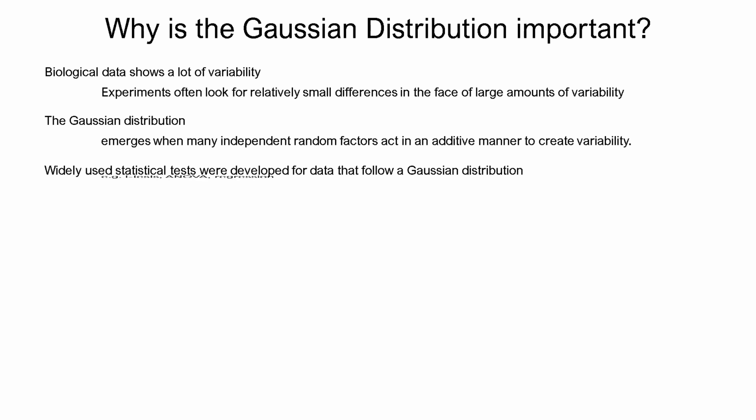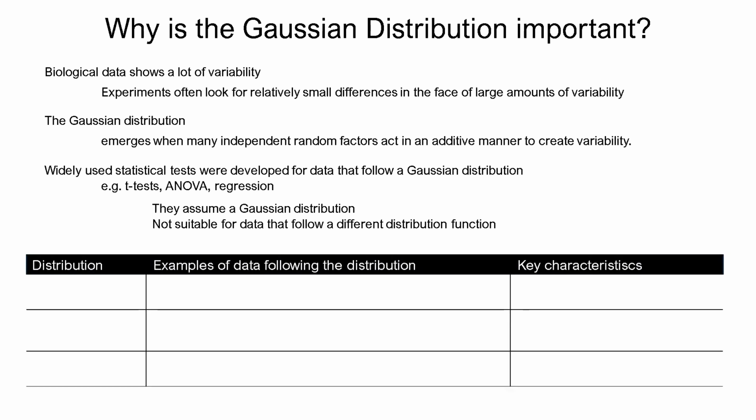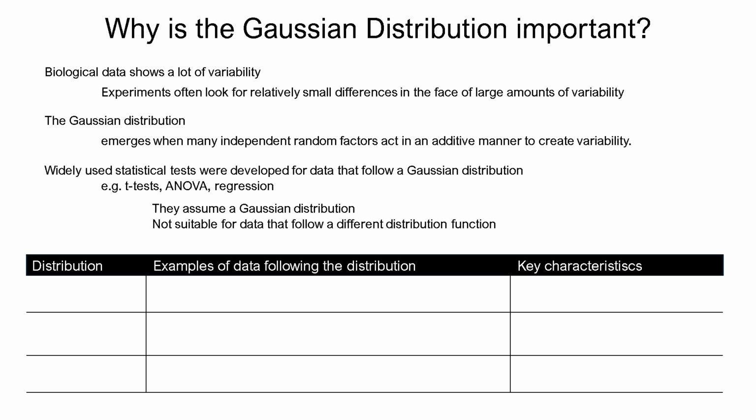These tests include t-tests, ANOVA, and regression analysis. Because these tests assume Gaussian behaviour, they are not appropriate for data that follow different distributions. The main data distributions encountered in physiological and pharmacological experiments are the Gaussian or normal distribution, the log normal distribution, and the exponential distribution.